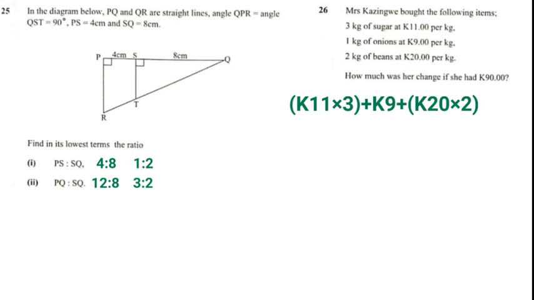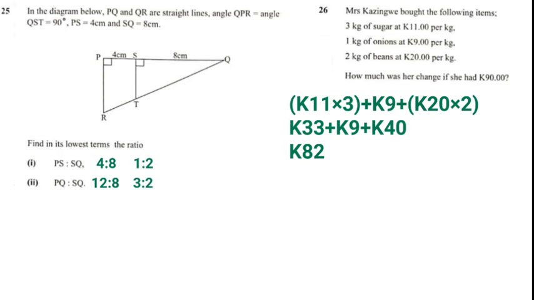Then we evaluate what is in the brackets first. So we say 11 kwacha times 3 will give us 33 kwacha, which will be added to 9 kwacha of onion. Then 20 kwacha by 2 will give us 40 kwacha, so you say plus 40 kwacha. Okay. So now we have evaluated what was in the bracket. Now we can go ahead and add these. So 33 plus 9 will give us 42. 42 plus 40 kwacha will give us 82 kwacha.